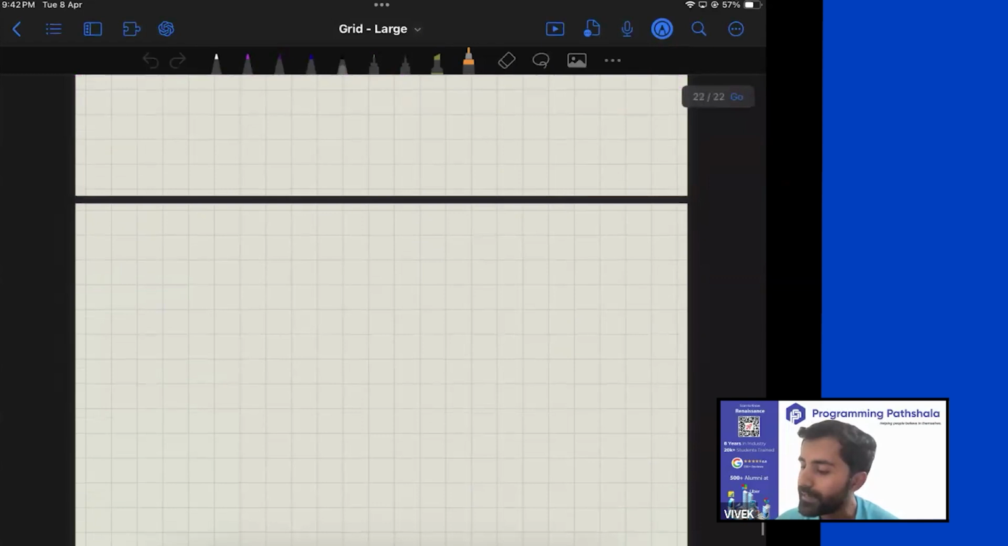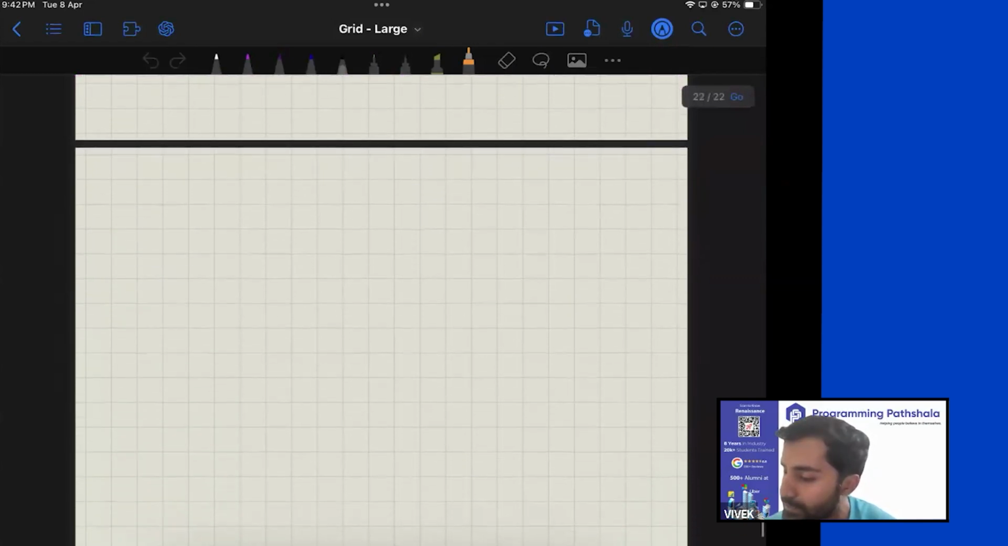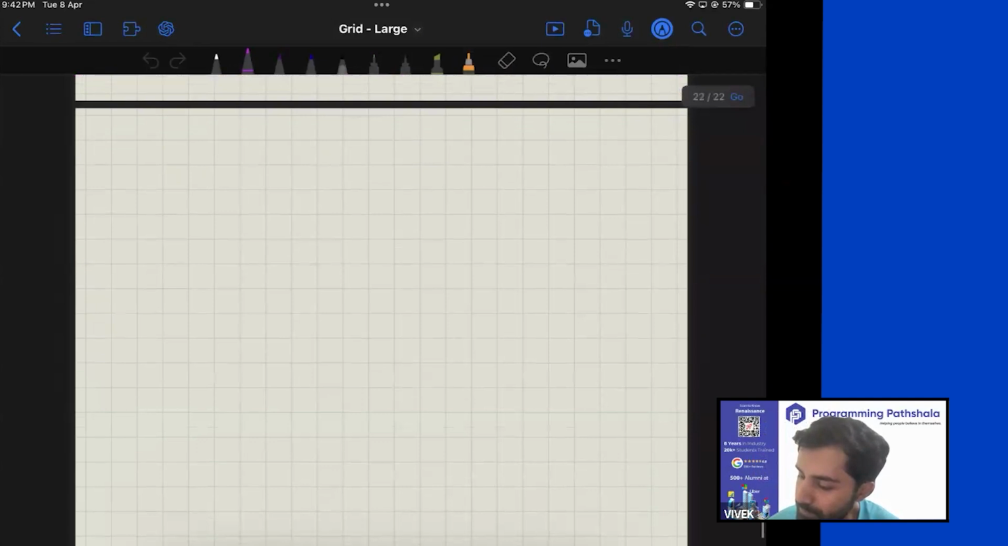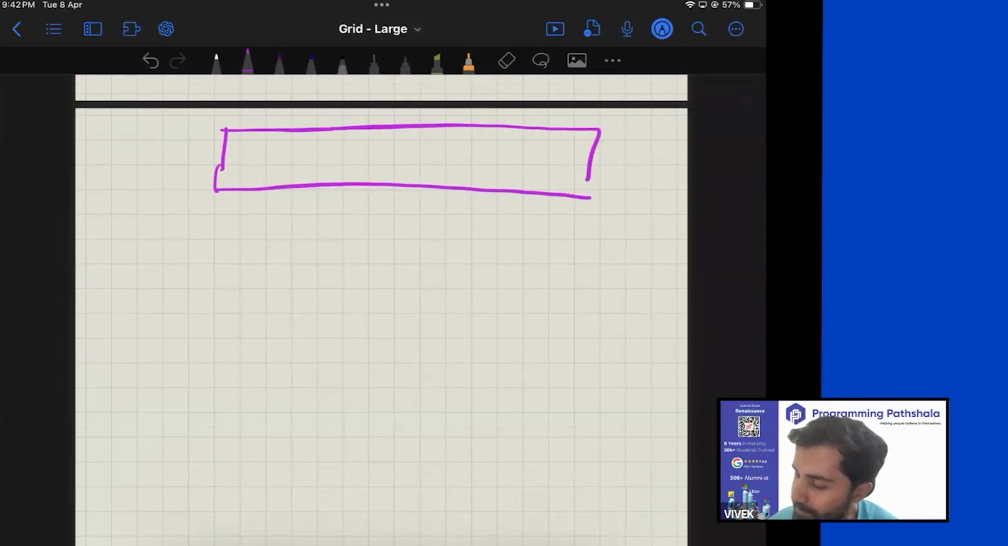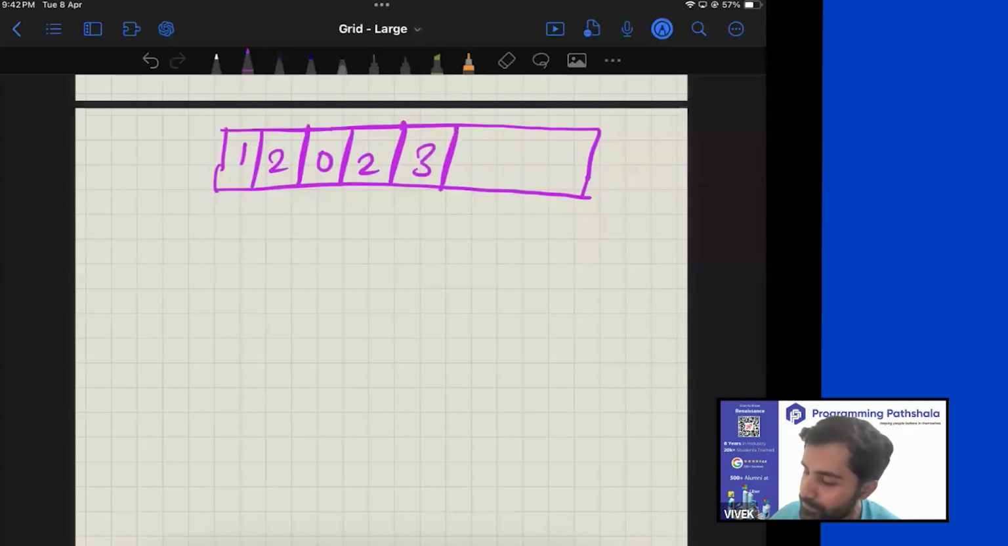So if you understand what I'm going to do right now, all those doubts would be gone. So let's take a look. Let's say you have an array containing some elements. Just keep looking at the screen, and in 10 minutes, all your doubts would be gone. 1, 2, 0, 2, and let's say 3, 2, 1, 4. This is what you have.